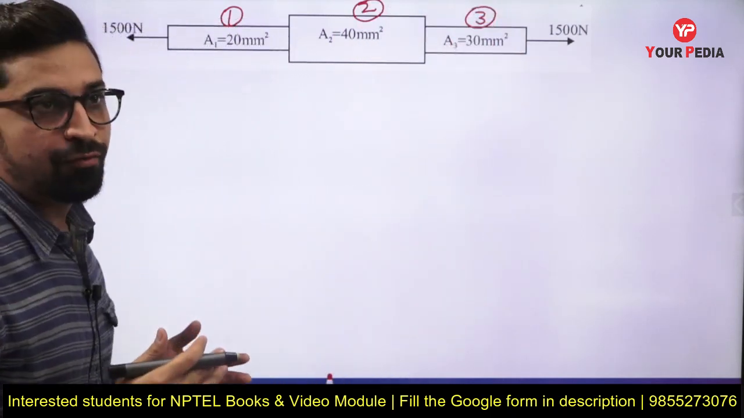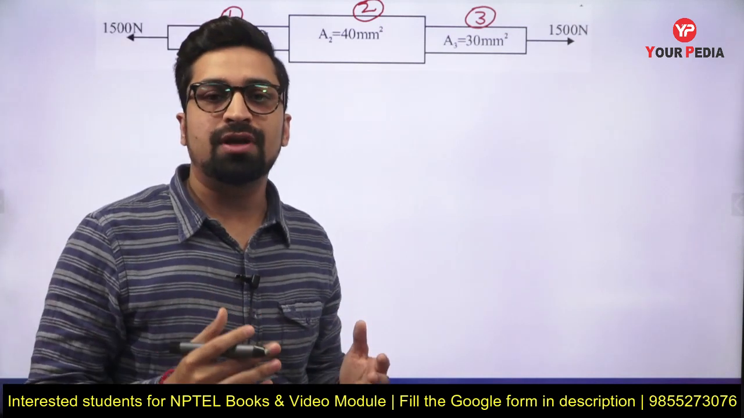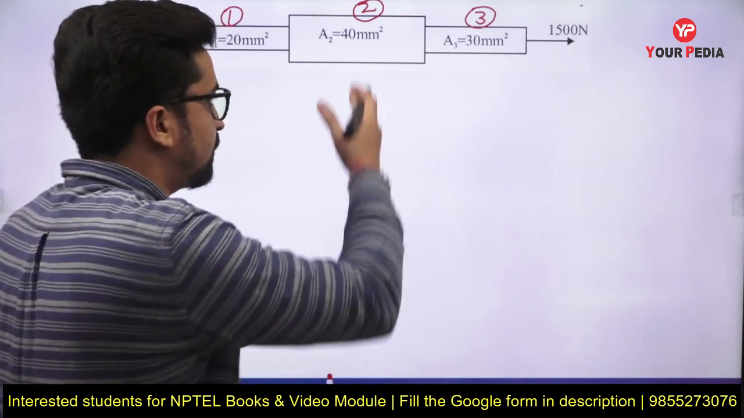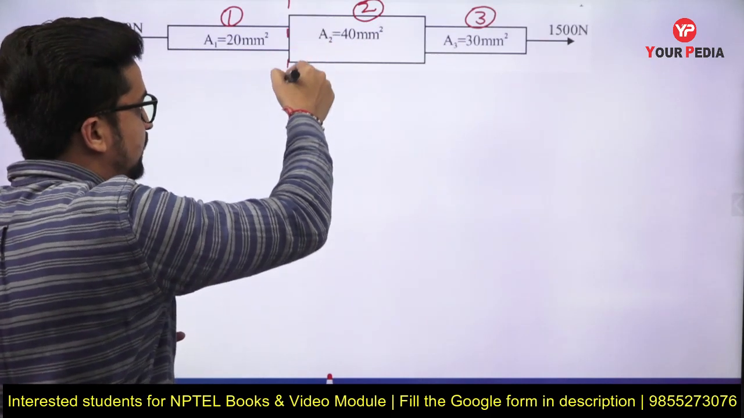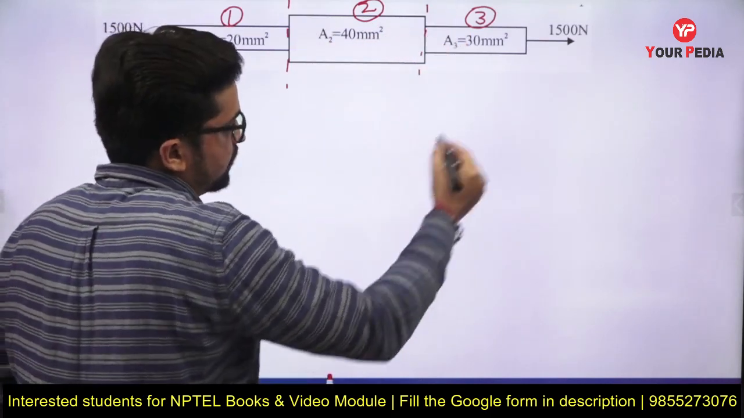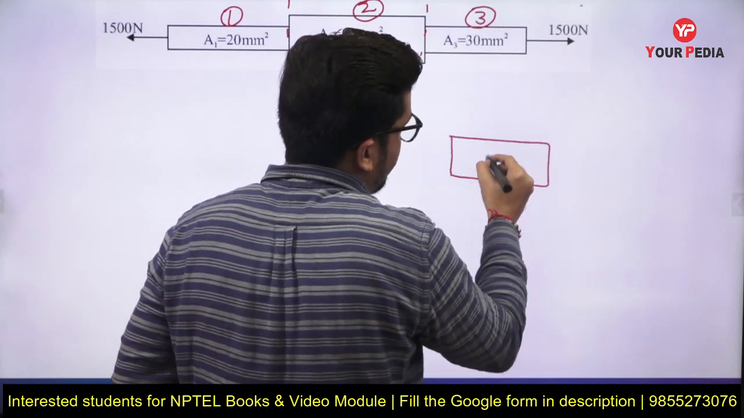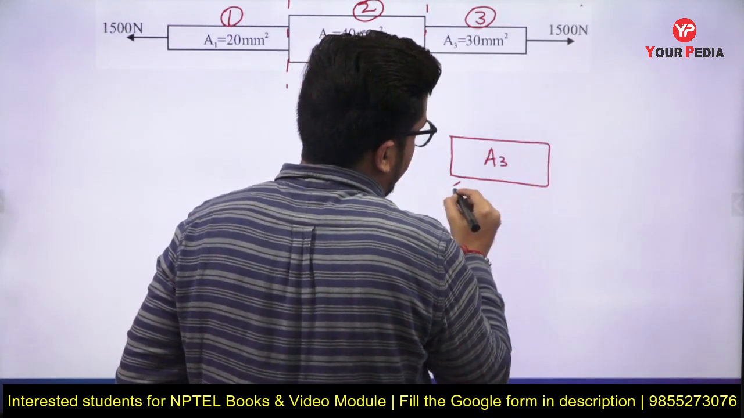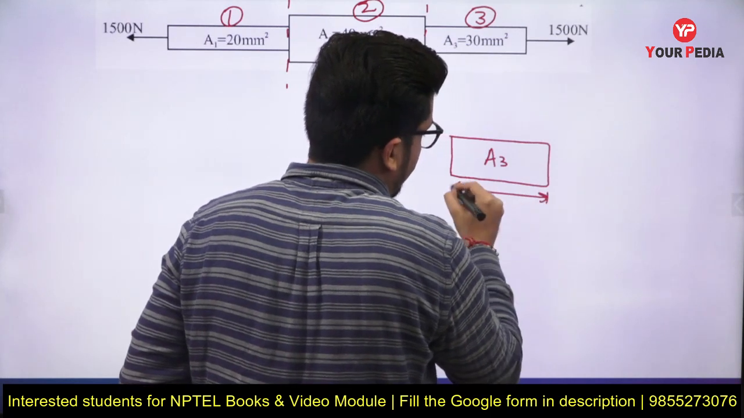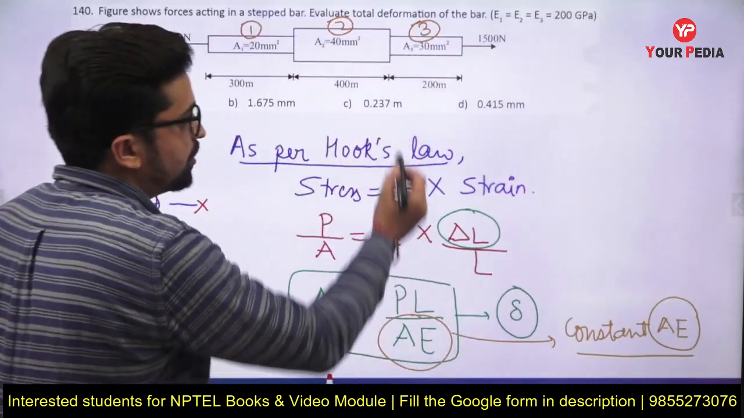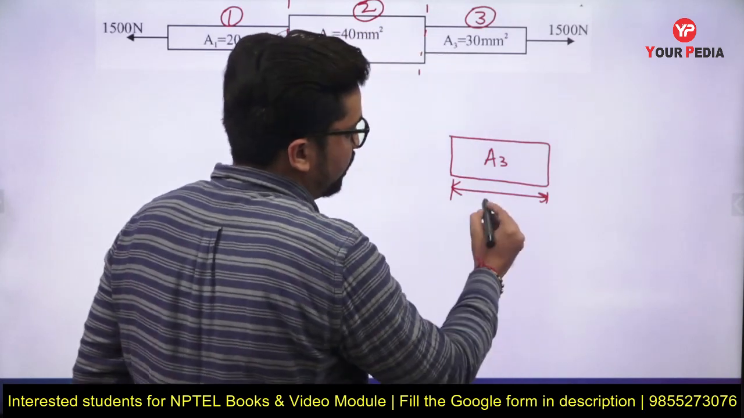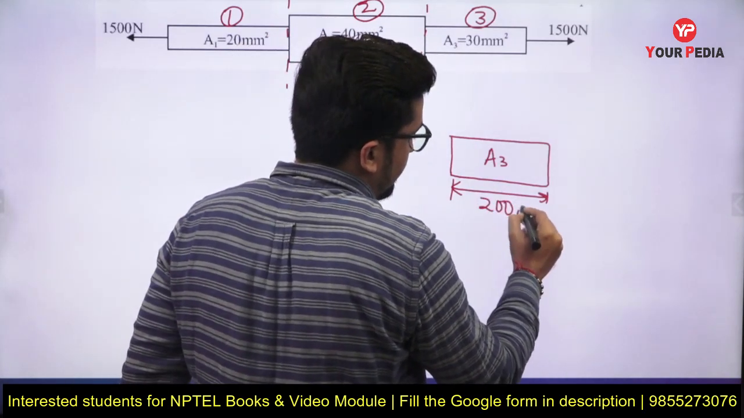So let us find what will be the forces coming on these three different bars. Let us divide these at the junction. First, let us draw the A3 bar, the third bar. The third bar will have an area of A3, and the length of this bar they have already provided in the question, which is 200 meters.